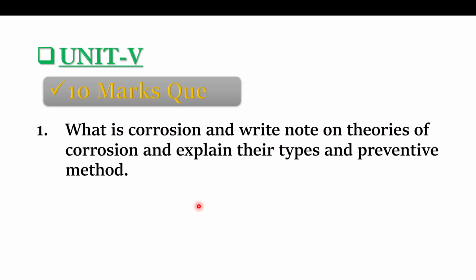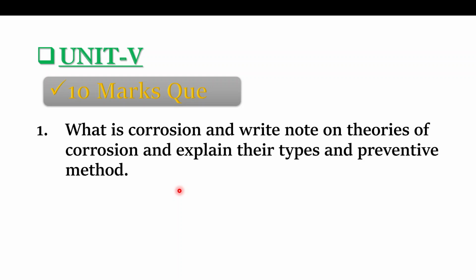So next, move forward to the last unit, that is unit number 5. Unit 5 is very easy. There is one 10 mark question from this topic: what is corrosion, and write a note on theories of corrosion and explain the types and preventive methods. First of all, you write what is corrosion, then their theories, then explain their different types and their preventive methods. In that way, you can write an answer of 3 to 4 pages minimum. 8 to 9 marks can easily be gained from this topic. It is a very simple question when it is repeatedly asked in the exam.